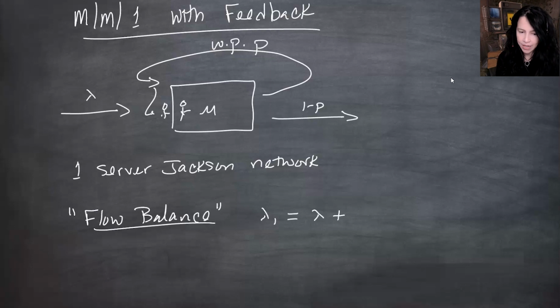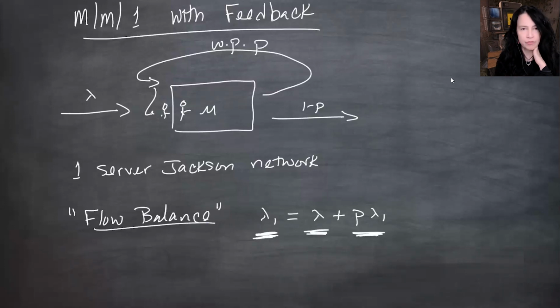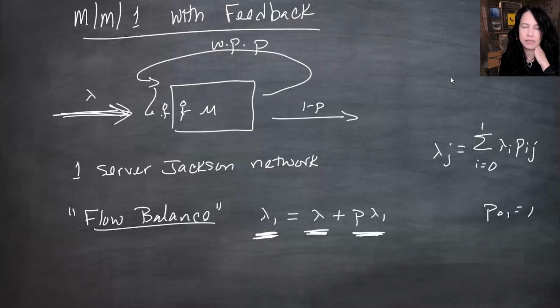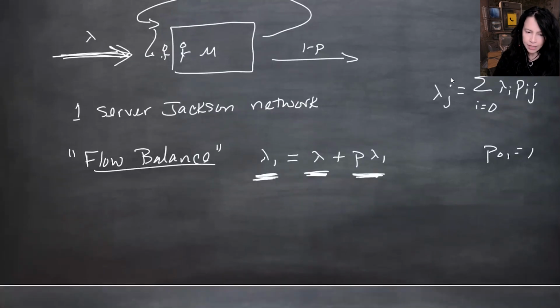So I am going to have to send around P times lambda 1. So how do you get into server 1? You come from the outside, or you come from the output stream of server 1. It's lambda j equals the sum over i of lambda i P_ij, and j could be 0. And P01 is 1 for this problem, because everyone that comes in goes to that server. Okay, so let's solve for lambda 1.